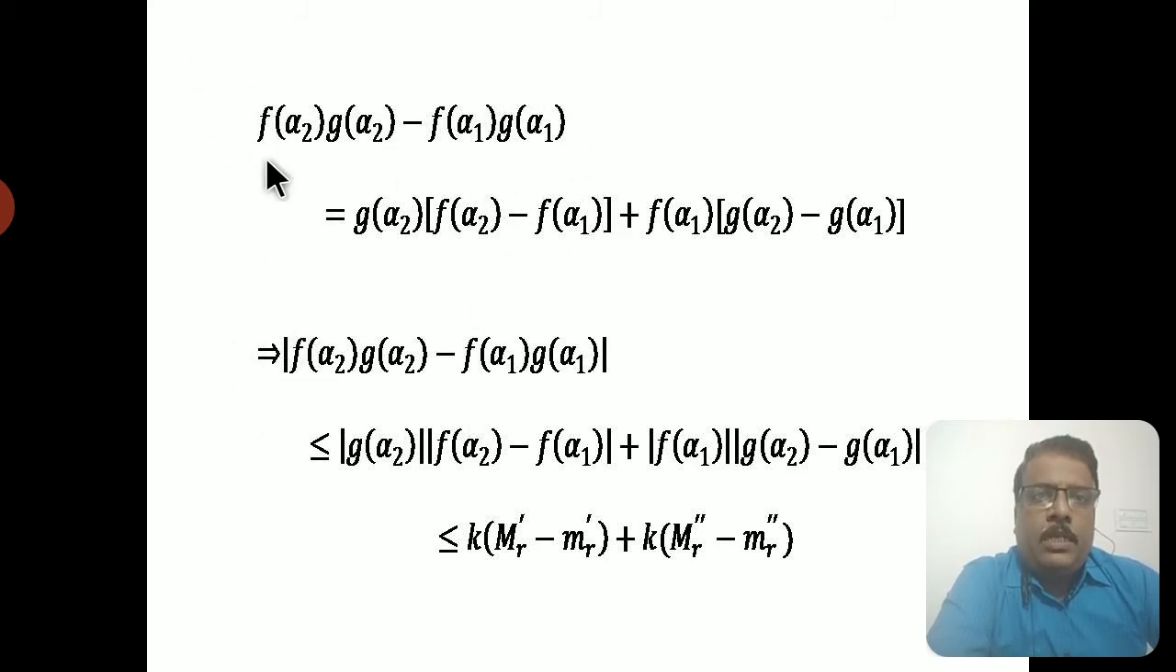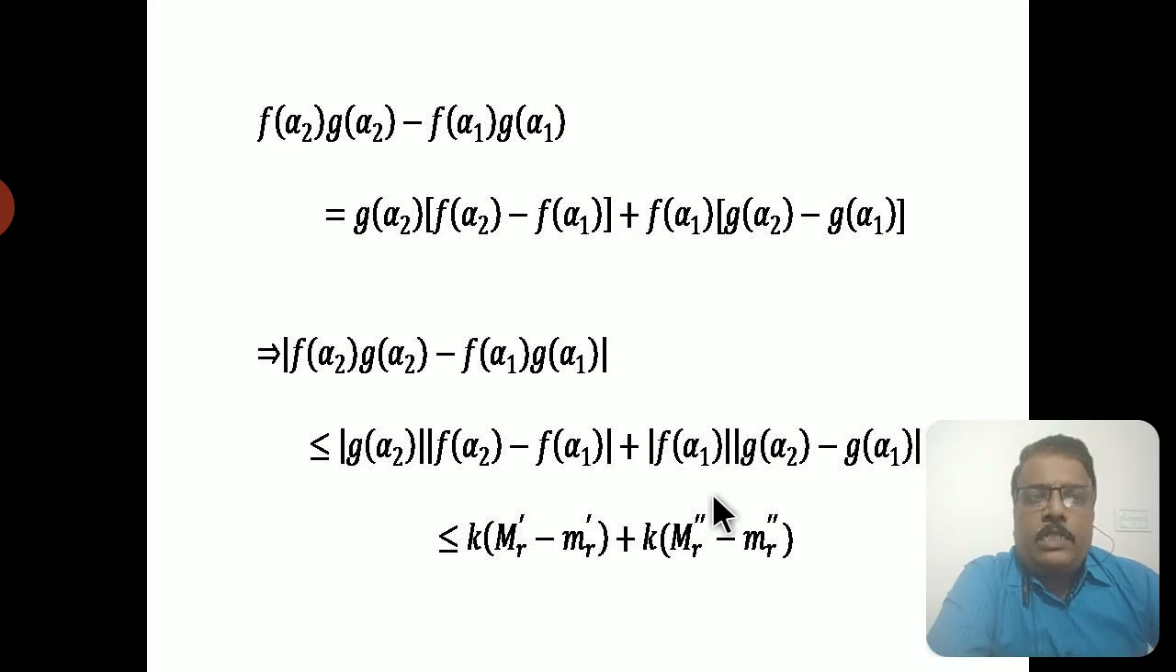So this becomes the absolute value of f of alpha 2 g of alpha 2 minus f of alpha 1 g of alpha 1 is less than or equal to. Now here also we have taken the absolute value. So the absolute value of g of alpha 2 into the absolute value of f of alpha 2 minus f of alpha 1 plus the absolute value of f of alpha 1 into the absolute value of g of alpha 2 minus g of alpha 1.